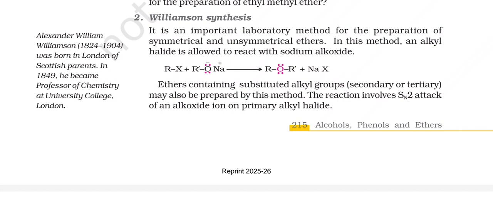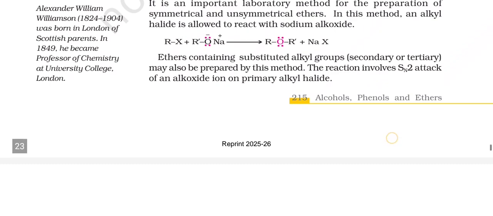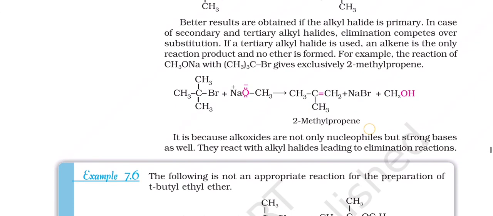Williamson synthesis. It is an important laboratory method for the preparation of symmetrical and unsymmetrical ethers. In this method, an alkyl halide is allowed to react with a sodium alkoxide. Ethers containing a substituted alkyl group may also be prepared by this method. This reaction involves SN2 attack of the alkoxide ion on a primary alkyl halide. Better results are obtained if the alkyl halide is primary.